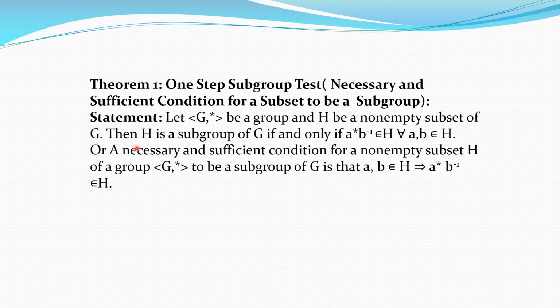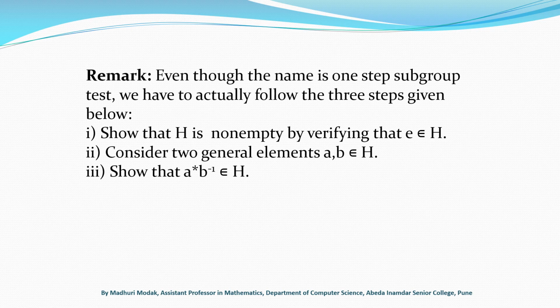So whenever you have to show that H is a subgroup of G, first of all H must be a non-empty subset of G, and secondly only one condition we have to check, that a * b^(-1) is present in H for all a, b belonging to H. As there is only one condition, this subgroup test is known as the one-step subgroup test.